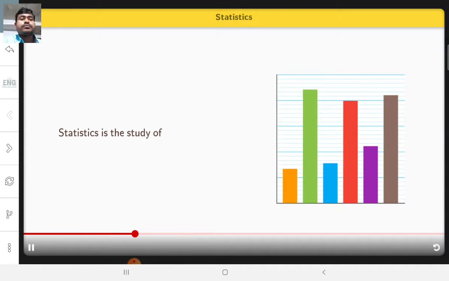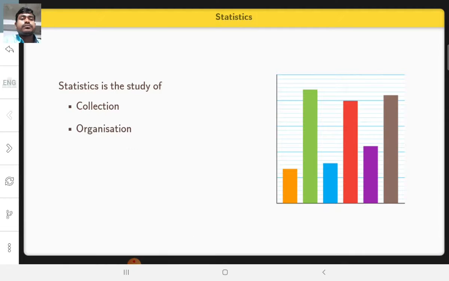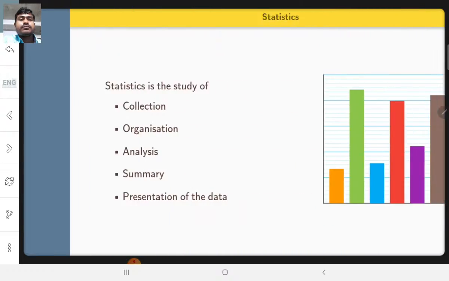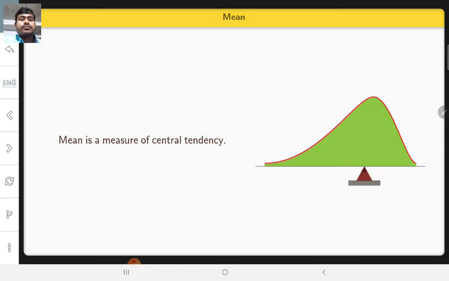Statistics is the study of the collection, organization, analysis, summary, and presentation of data. The mean is a measure of central tendency.